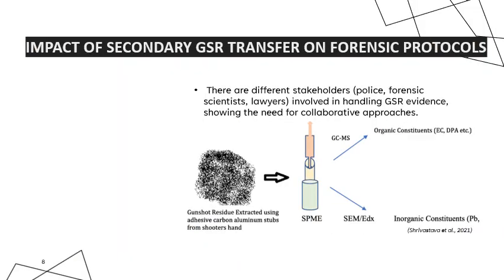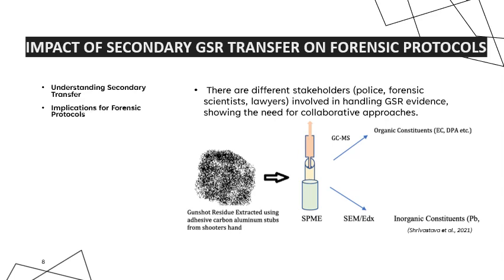Okay, impact of secondary gunshot residue transfer on forensic protocols. So, understanding the secondary transfer. I'm going to begin by emphasizing the proven ability of gunshot residue to undergo secondary transfer in significant quantities and across different scenarios, as demonstrated by the study by French et al., 2013. It highlights that gunshot residue can be transferred not only through direct contact with the shooter, but also via objects like firearms, which does complicate the interpretation of the evidence.